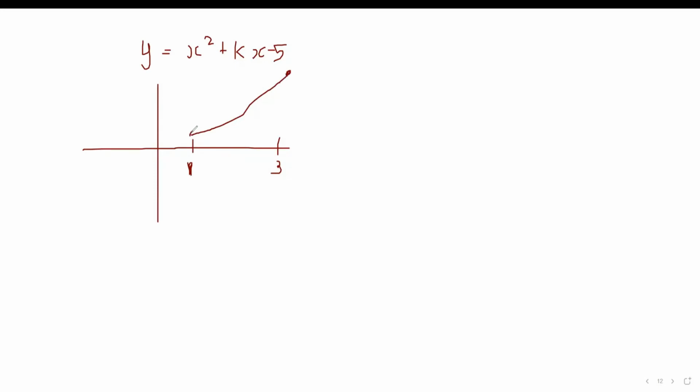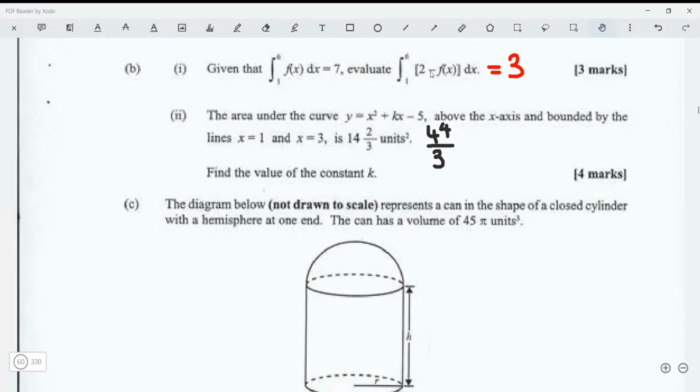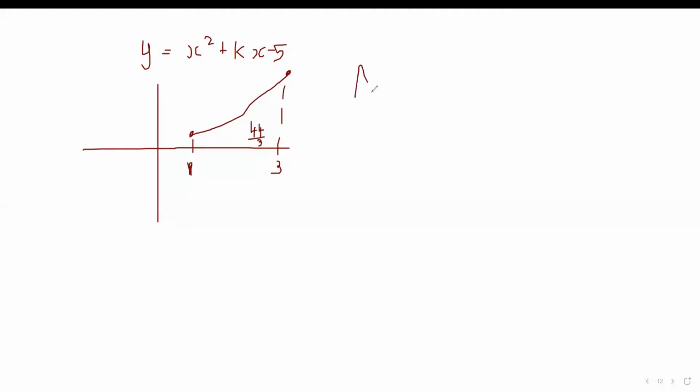What we do know is that the area under the curve from 1 to 3 is 44 over 3 units squared. That's what we do know. So now, how do you find area? Remember that area is equal to the integral of y dx. Y is x squared plus kx minus 5, dx, and this is when we're integrating from 1 to 3.